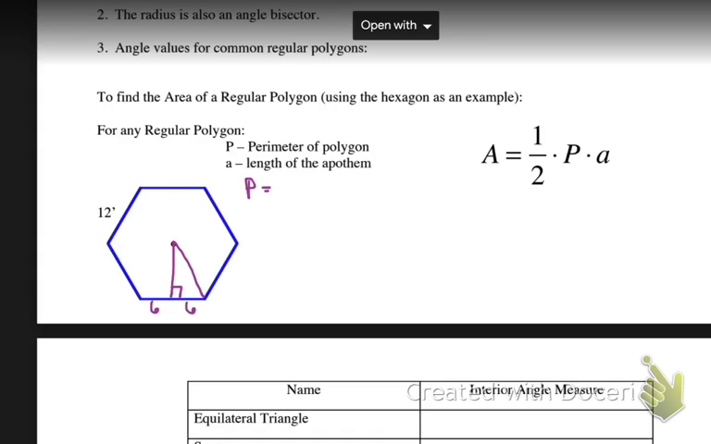because the perimeter is taking each side and multiplying by the length. And there are 6 sides, and each of those side lengths is 12. So our perimeter is going to be 72. So we have that right off the bat. Now we just need to worry about getting the apothem.